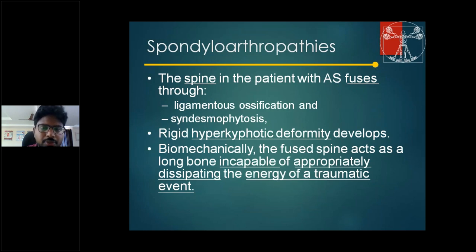The fused spine acts like a long bone, incapable of appropriately dissipating the energy of a traumatic event. So what happens when there is a trauma or stress on the spine? Normally there will be different points, so the stress will be equally distributed and there will be a cushioning effect of the intervertebral disc. But here, the whole spine is becoming a single bone like a stick. Then whenever any stress is there, it will break. So these patients have a tendency to get fractures. Easy fractures will be there.